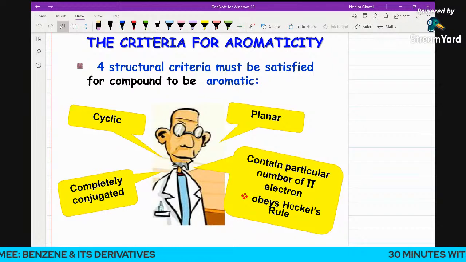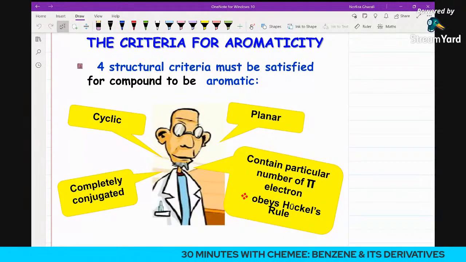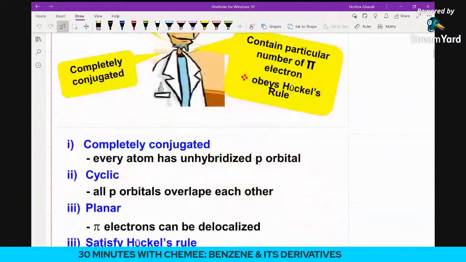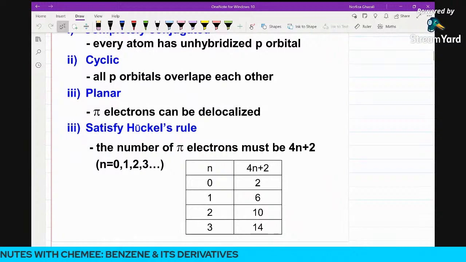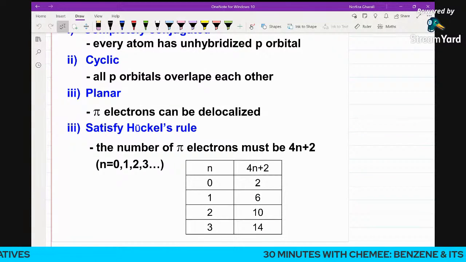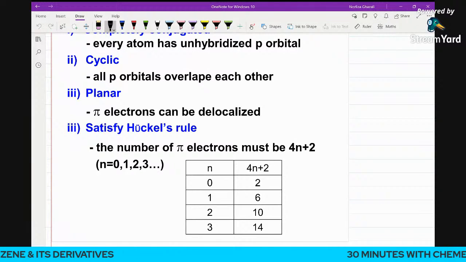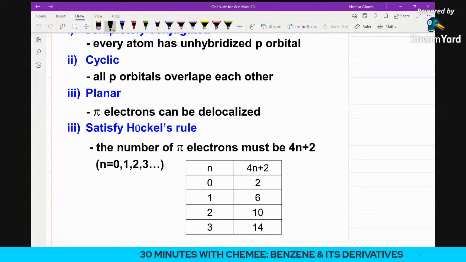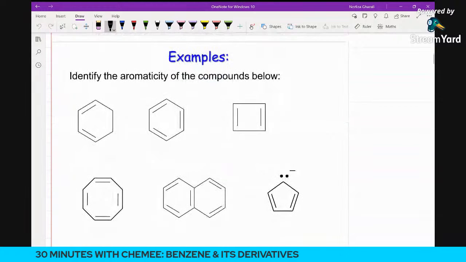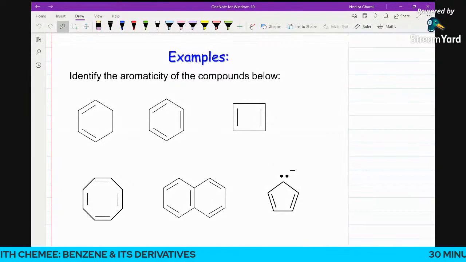That is the 4n plus 2, right? So I think everyone knows this. Okay, 4n plus 2 and n actually starts from 0. So if n is 0, we have a total number of pi electrons of 2. When n is 1, 4n plus 2 equals 6 and so on. So this is our first revision.